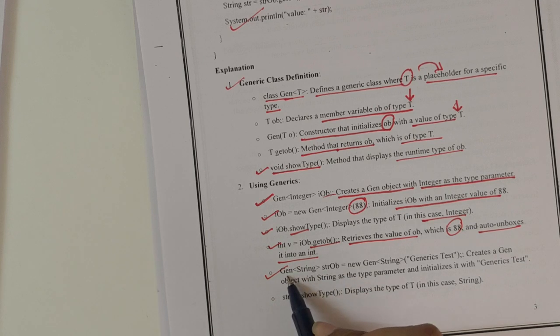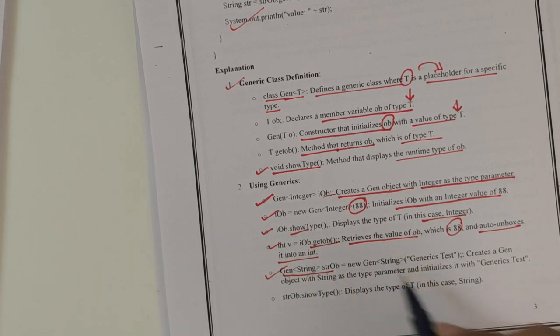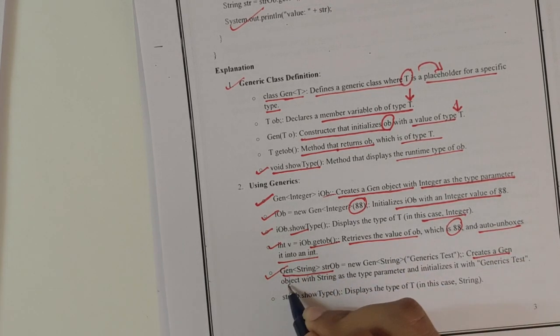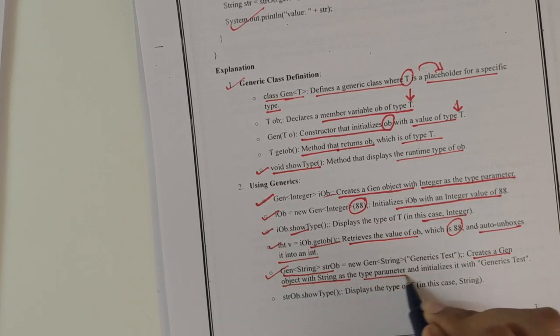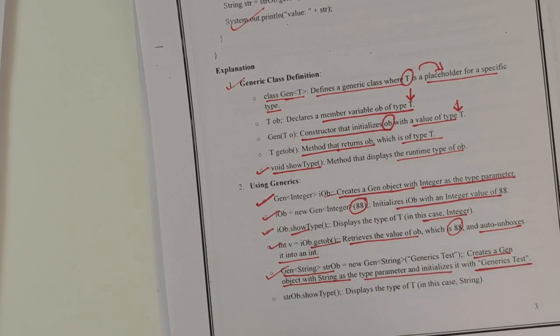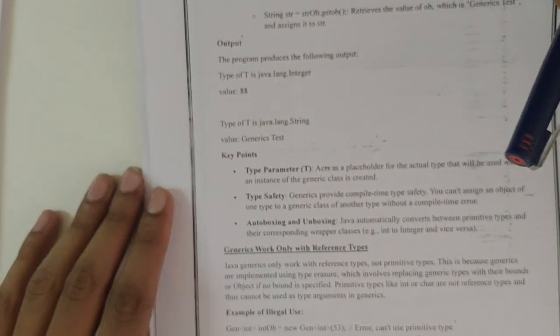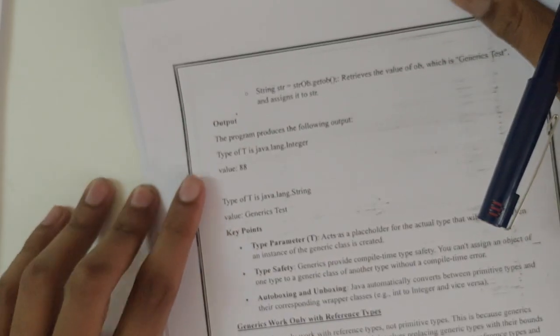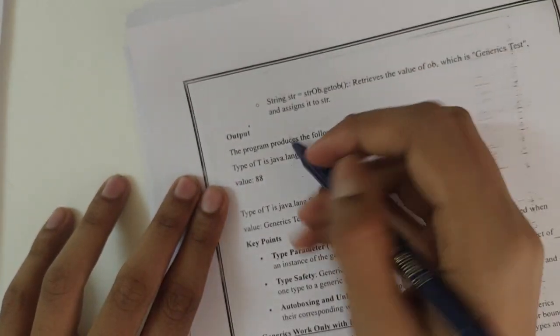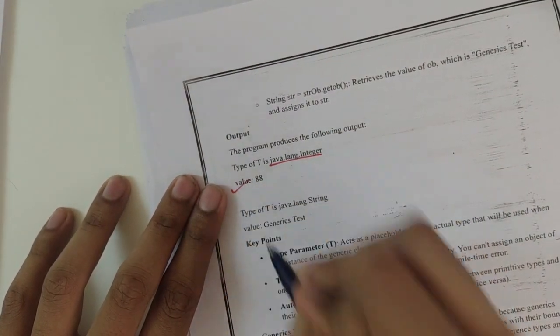Next we have the Gen string sOb. What it will do is create a Gen object with the string type parameter and initialize it with the generic test. Next is show type. Show type displays the type T. In this case we have a string. The same thing, the output they have is: show type of T is java.lang.Integer. Then we have the value as 88.